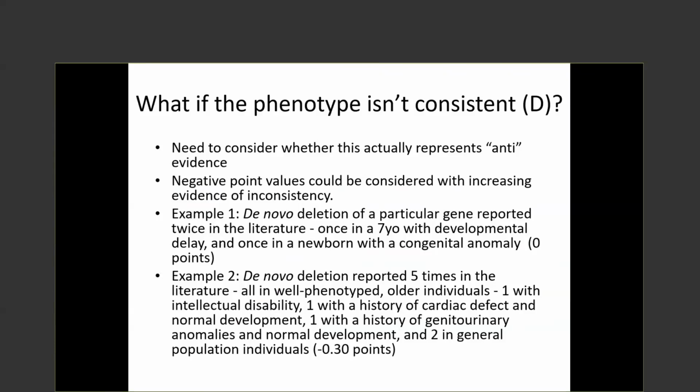In the second example, say the deletion was now reported 5 times, this time all in older, well-phenotyped individuals. So maybe an adult with intellectual disability, an adult with a history of cardiac defect and normal development, an adult with a history of a different kind of defect, maybe genitourinary, and normal development, and 2 general population individuals. In this scenario, you might feel more confident saying that these presentations seem disparate enough to warrant negative points.